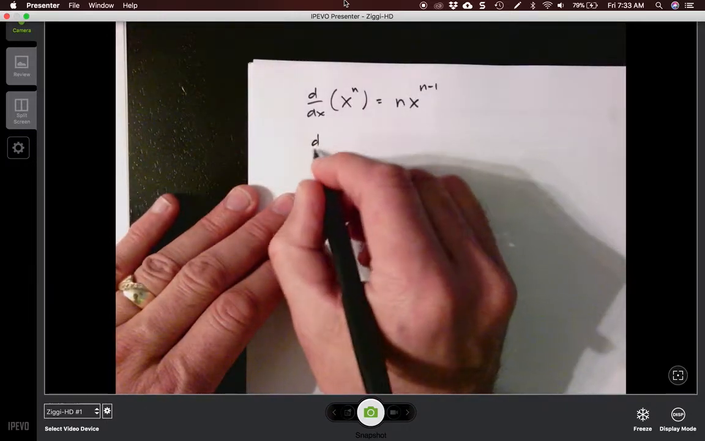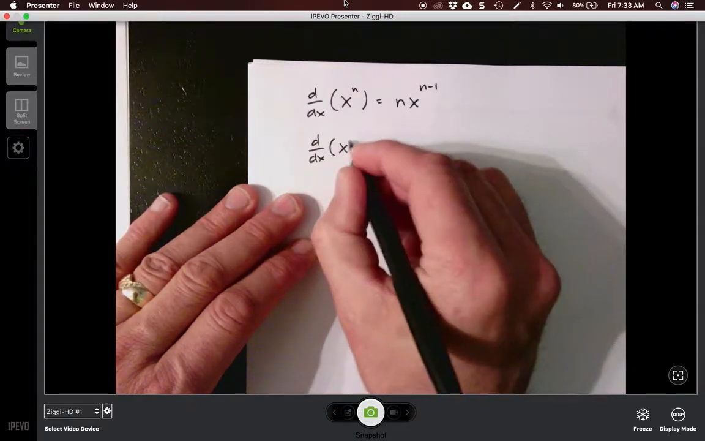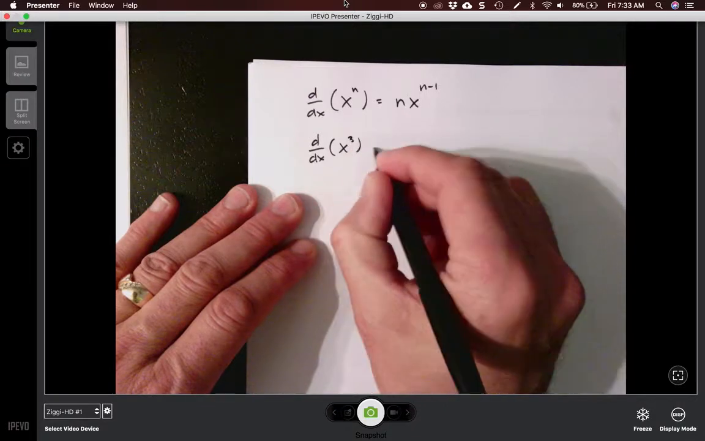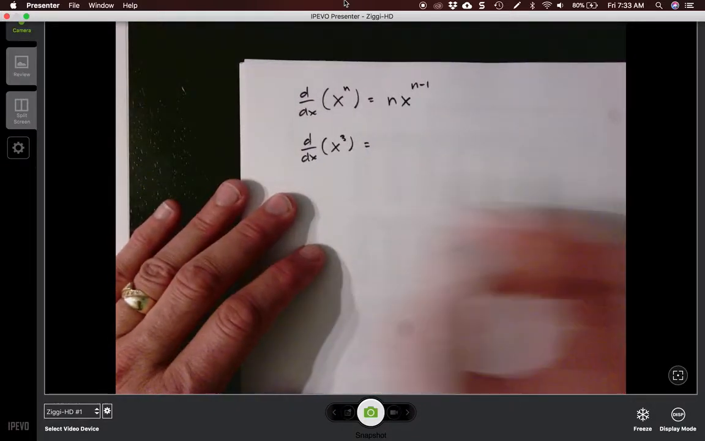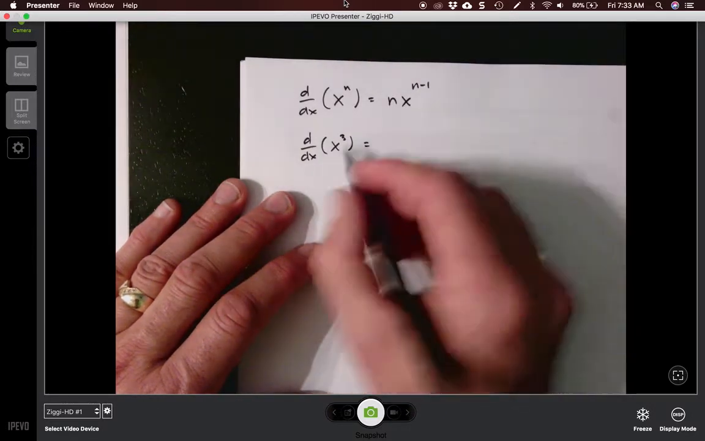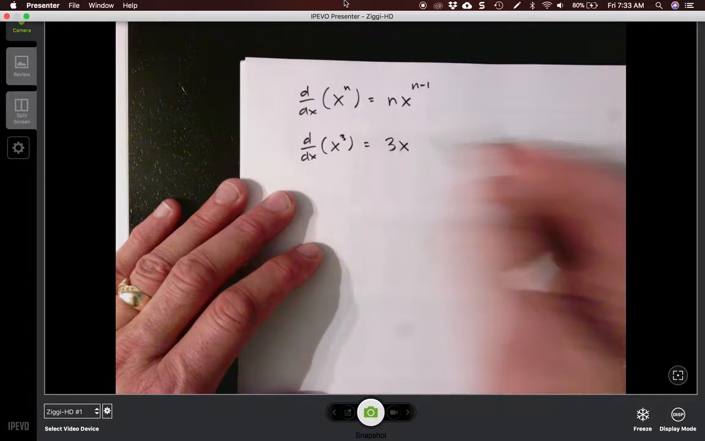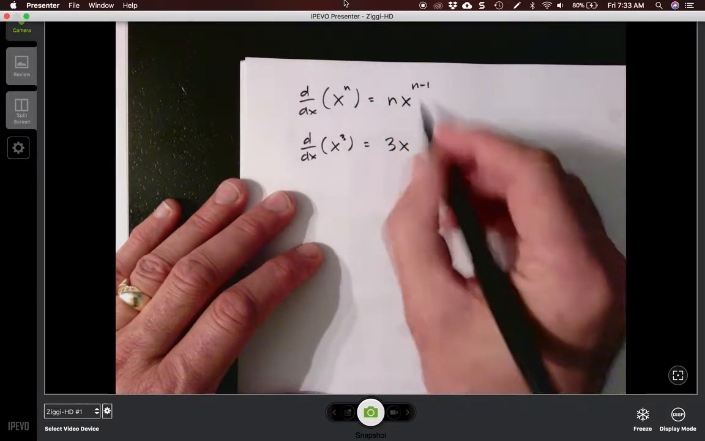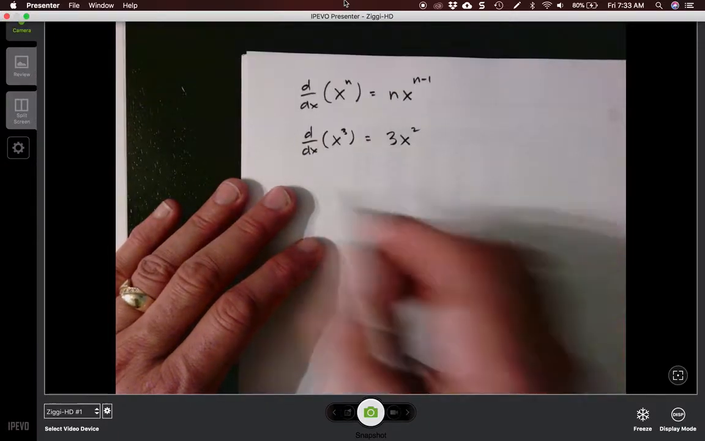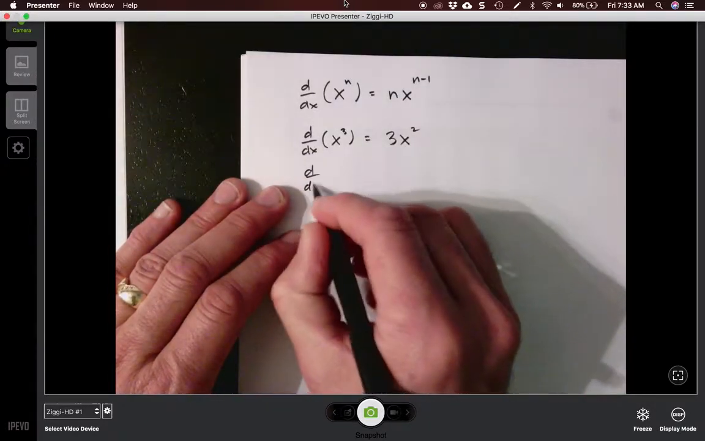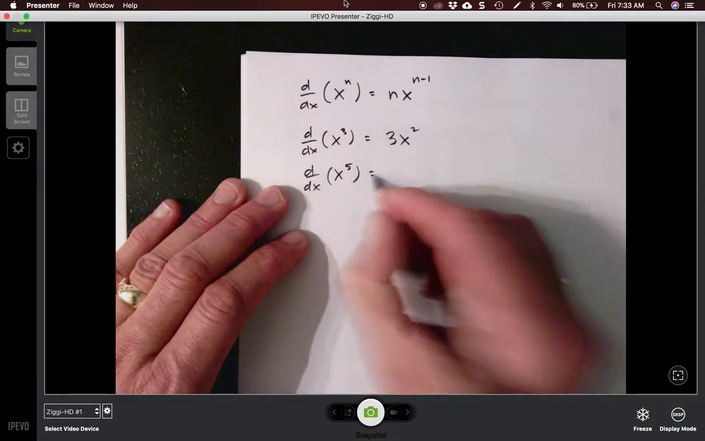So for example, if I wanted to take the derivative with respect to x of x to the, let's say, the third power, I don't have to go through and use that limit definition anymore. I can just say the derivative of this is, well, the power is 3. So 3x, and then I'm going to decrease the power by 1, and we end up with 3x squared.